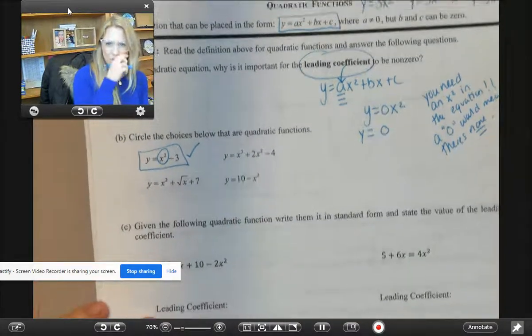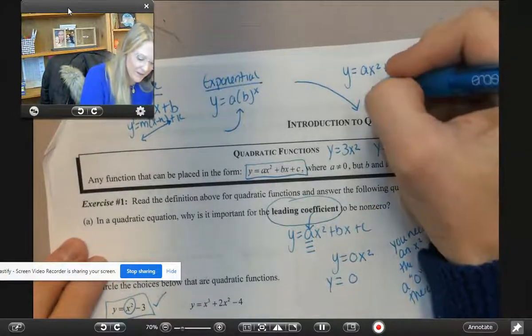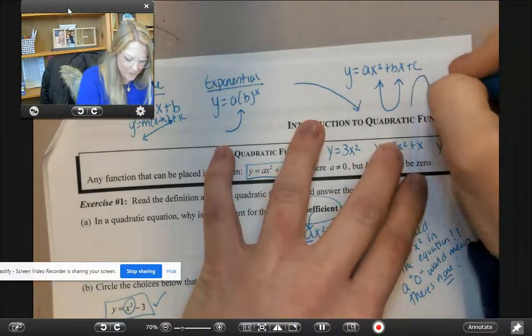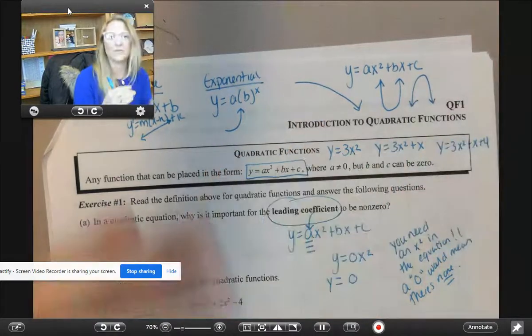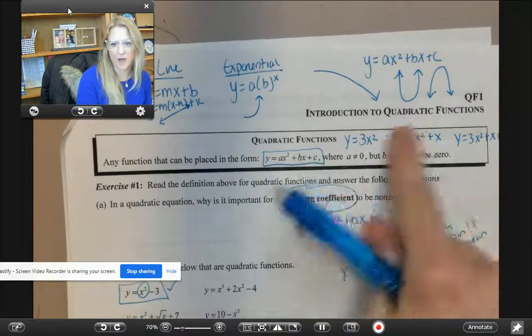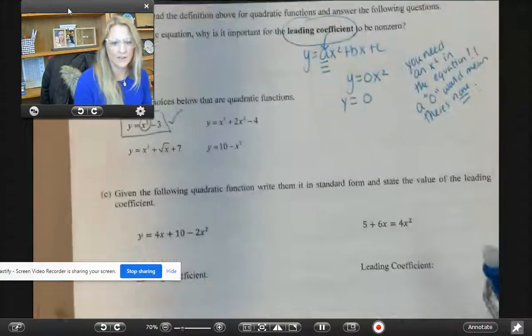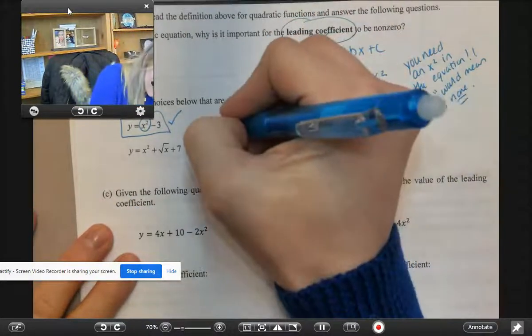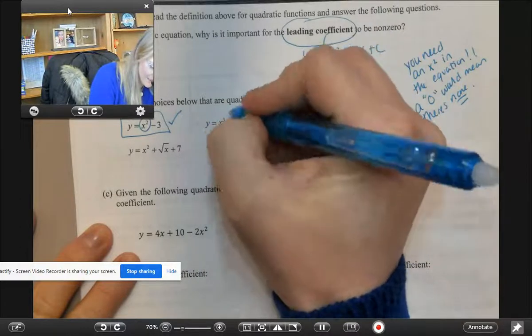And let's talk about, what do quadratics look like anyways? They're either parabolas that are smiling or parabolas that are frowning. And we'll talk about how you know when it's going to smile or frown. But that's what parabolas or quadratics look like. Okay? If we graph this, it would not look like that. So because of this, this is not quadratic.